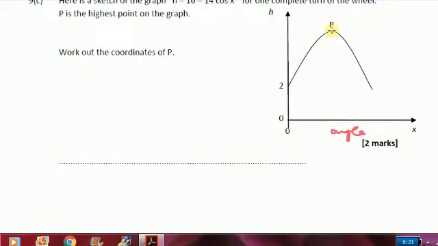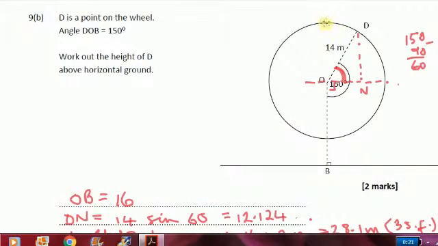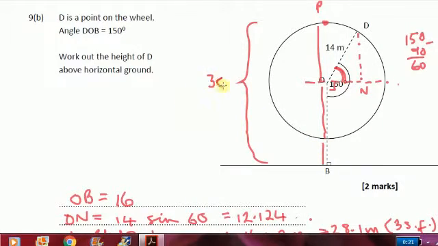Well, P, the highest point on the graph, that's the greatest value of H. And the greatest value of H occurs when you're at the very top of the circle there. That's P. And that height, all the way to the bottom, to the ground, is equal to 14 plus 14 plus 2, which is 30 meters. And the angle corresponding to P, measured from the bottom, is going to be all the way around to there, is 180 degrees.